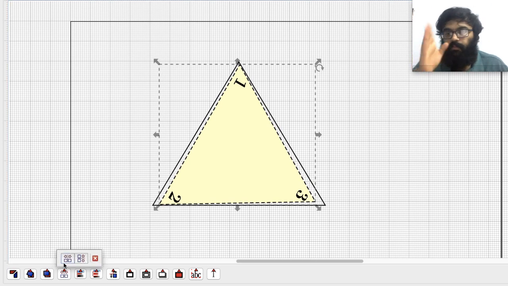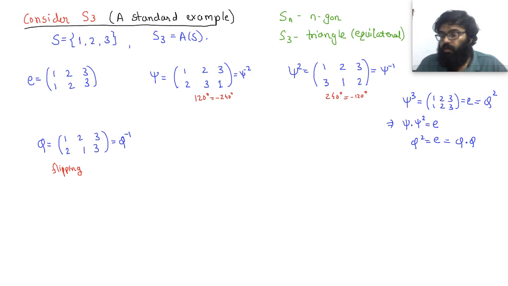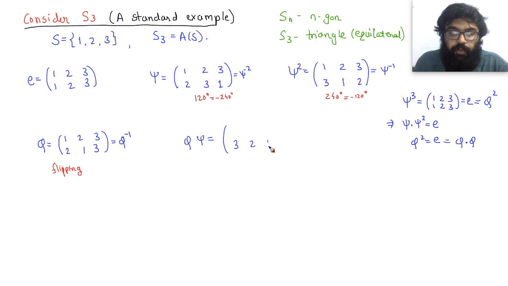This is the symmetry, and pardon me for this because I did not write the numbers very well, and this flipping is not about a particular axis where I want it. So what we have got is 3, 2, 1. What we have done here is we first rotated and then we flipped. So the rotation is this 120 degree rotation, psi, and then we flipped, and what we got is 3, 2, 1.